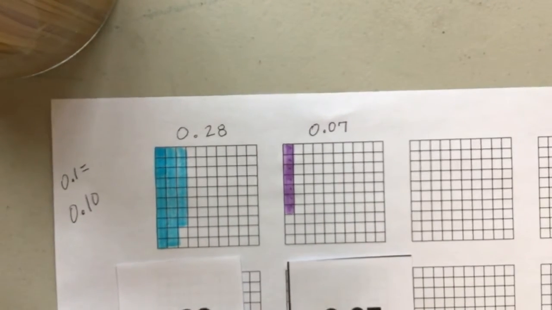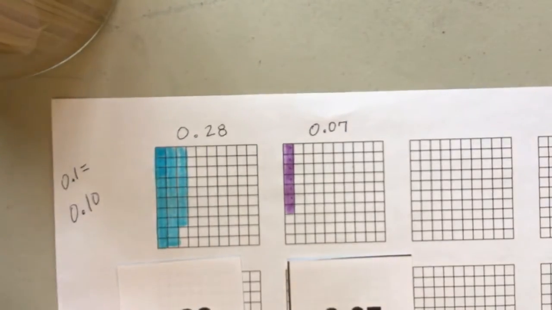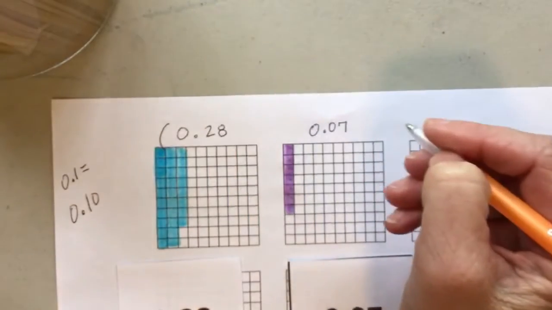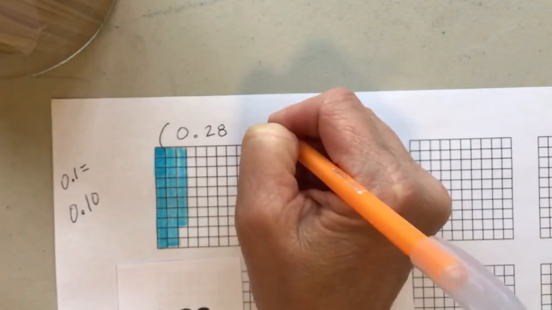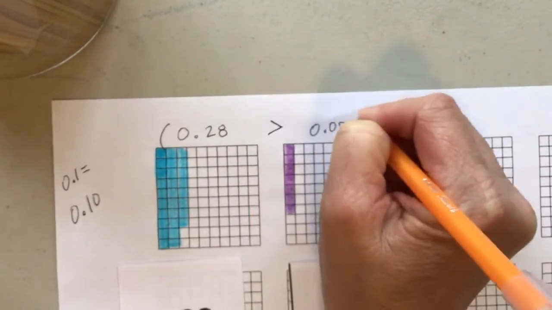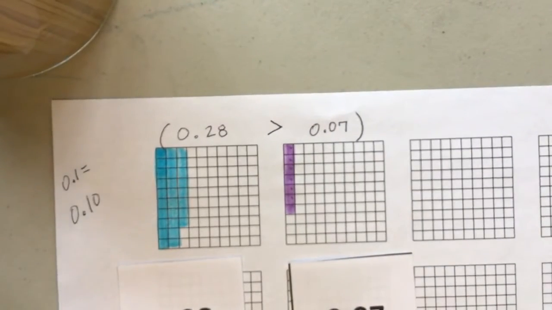So the other thing you're supposed to do is to write an expression that compares the two decimals. So you literally, if you write them above here like this, you could do that is greater than that. 28/100ths is greater than 7/100ths. It says continue comparing decimals with the grids until you fill each page.